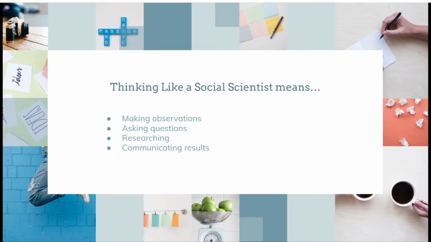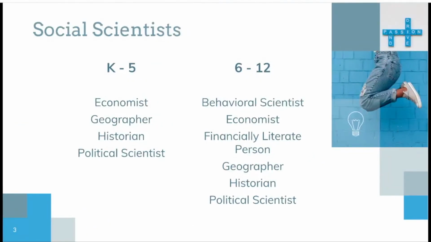Making observations, asking questions, researching, and communicating results are all a part of thinking like a social scientist. Here are the social scientists that your students will encounter during the social studies curriculum. Students in kindergarten through 5th grade will learn about and ask questions like an economist, geographer, historian, and political scientist. Starting in 6th grade, students will also learn about behavioral scientists and a financially literate person.